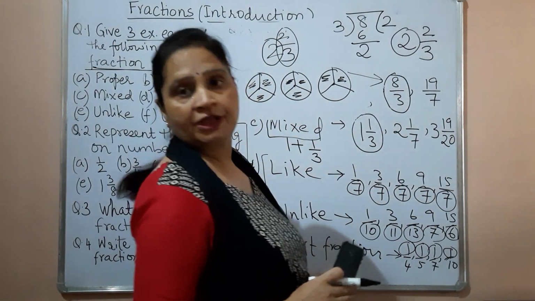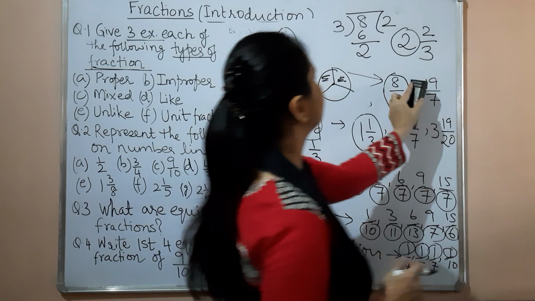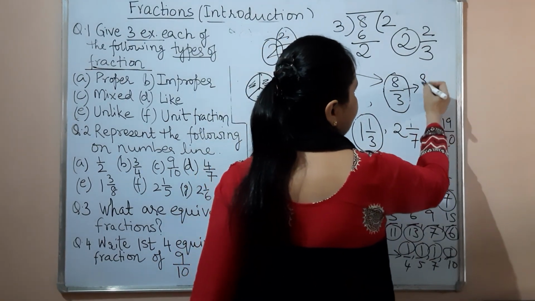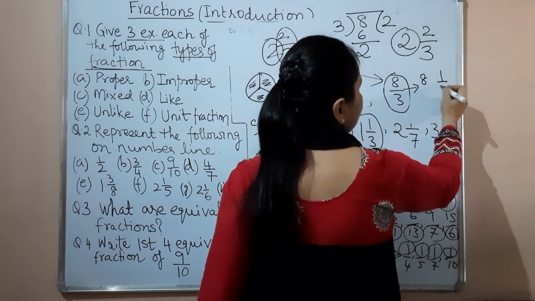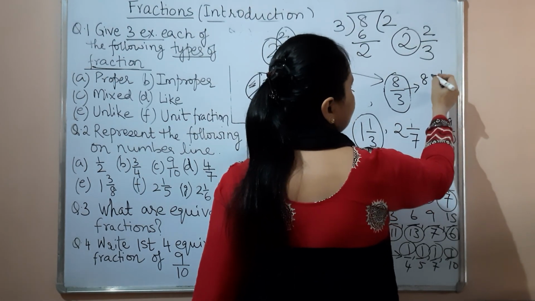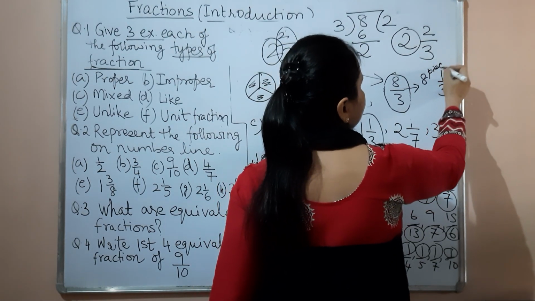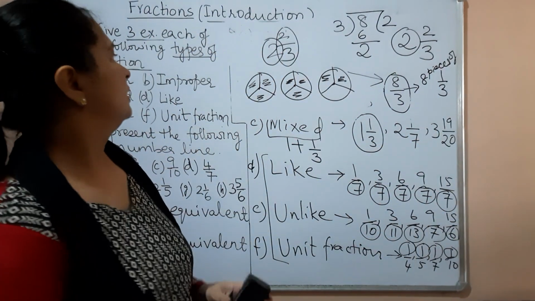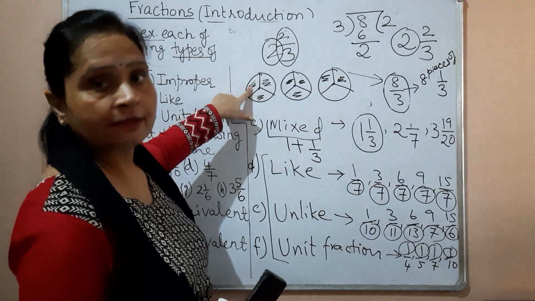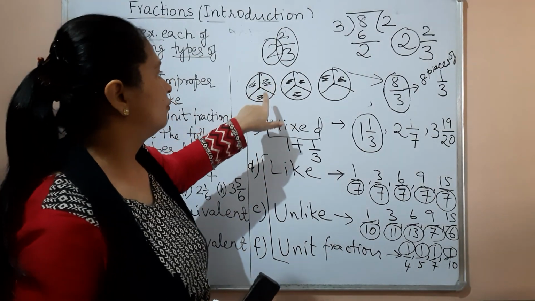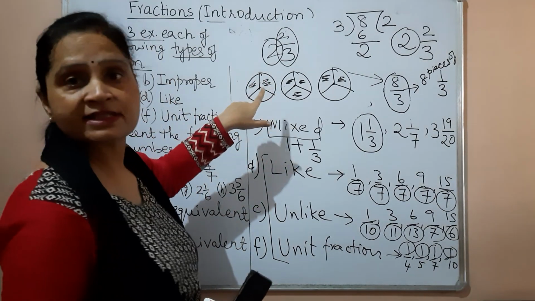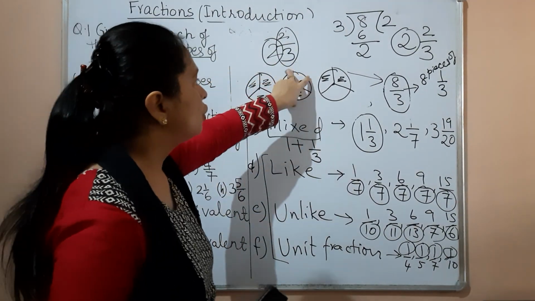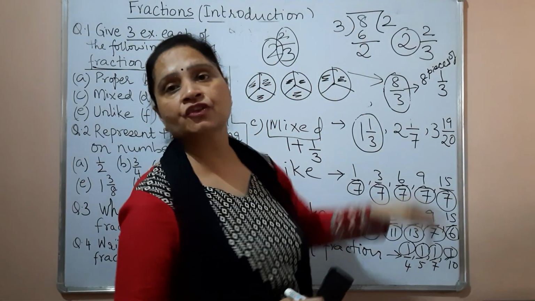8 by 3. To understand this even more clearly, 8 by 3 means 8 times 1 by 3. 8 pieces of 1 by 3. This is 1 by 3, one piece. This 1 by 3, 1 by 3, so 3 pieces make one whole. So that means this is 1 complete, 2 complete and 2 by 3 more.